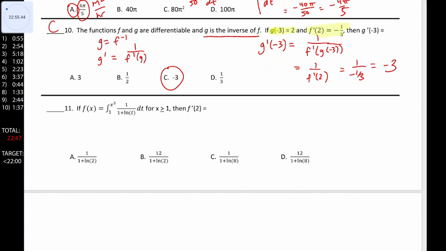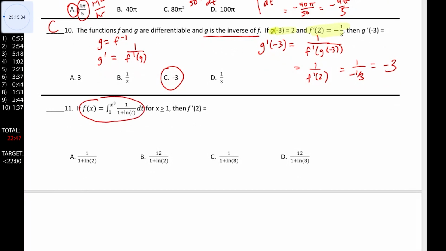This is the last multiple choice with no calculator problem that we have. It says if f of x is the integral from 1 to x cubed of 1 over 1 plus natural log of t dt for positive values of x greater than or equal to 1, then what is f prime of 2? So we need to find the derivative of this, and that's what the fundamental theorem of calculus is for.